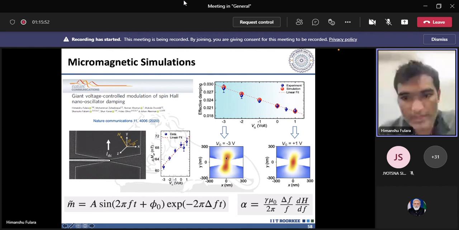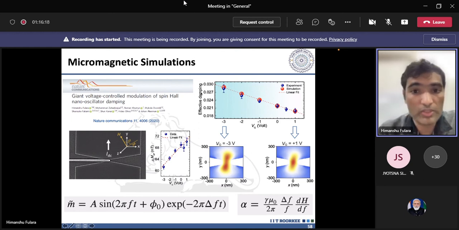So you can see here that when we apply negative gate voltage, the auto-oscillating mode basically expands, which means that you are going into the propagating spin wave regime. While if you apply a positive gate voltage, you are observing a very strong localization on the constriction. And because of this, we were able to explain why we are able to increase so much of effective damping change, which basically controls your operational current.